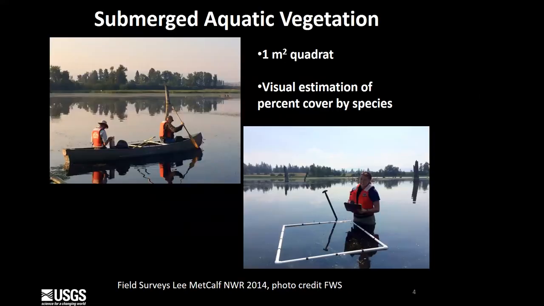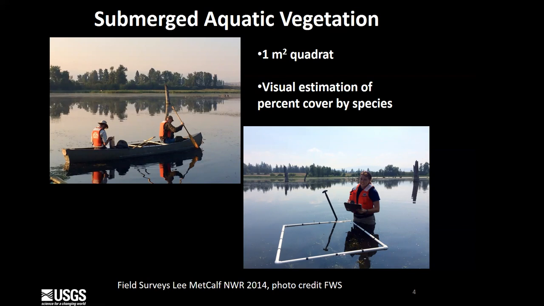So this is a project that was already mentioned where we've been setting up a long-term monitoring design for submerged aquatic vegetation in wildlife refuges. So here's an example from some field surveys at Lee Metcalf, which is one of the refuges south of Missoula. In this instance, they're using a 1 meter square plot, and they're looking down from the top to look at that top cover. So this is the case of measuring top cover of different aquatic plants that are rooted in the ground.